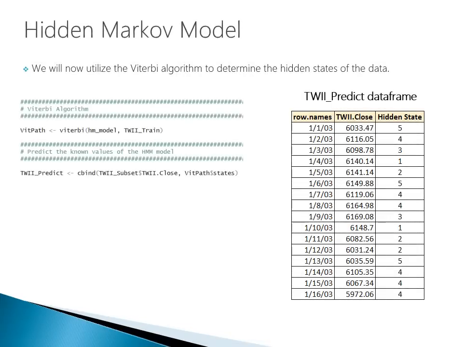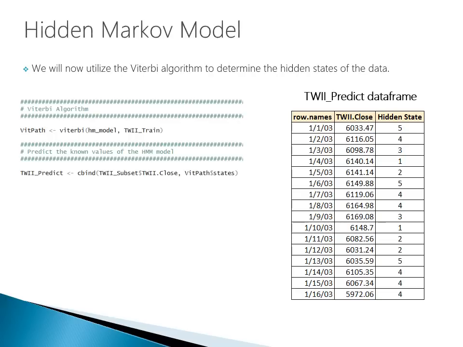Well, now we will utilize the Viterbi algorithm to determine the hidden states of the data. So I'm going to launch the Viterbi algorithm here, and I'm going to predict the known values of the hidden Markov model. If I'm thinking of this in terms of a data set and how all of these concepts come together, I have a value of a particular row and the date on each row, and I know what the closed value is.